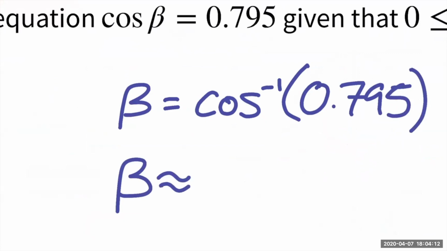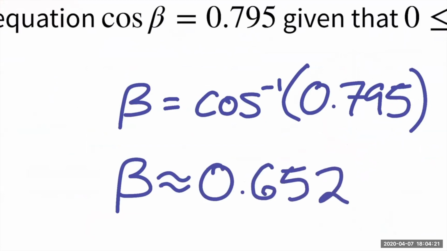Just going to approximate to 0.652. Again, I'm just sort of terminating my decimals arbitrarily. So, you know, we did 5, we did 4, now we're doing 3. It's kind of your call.